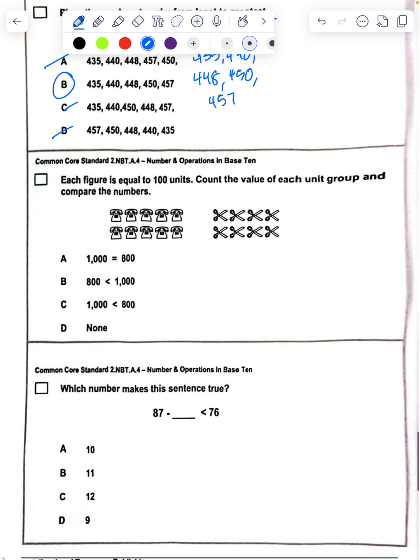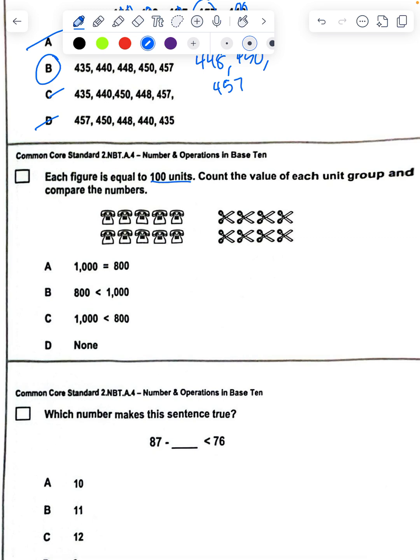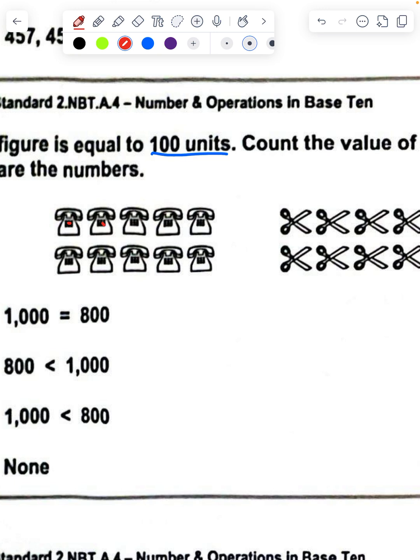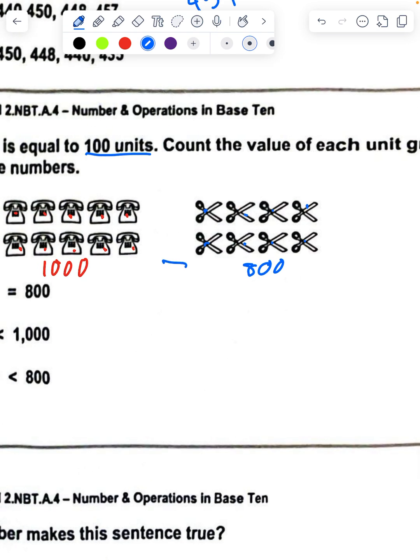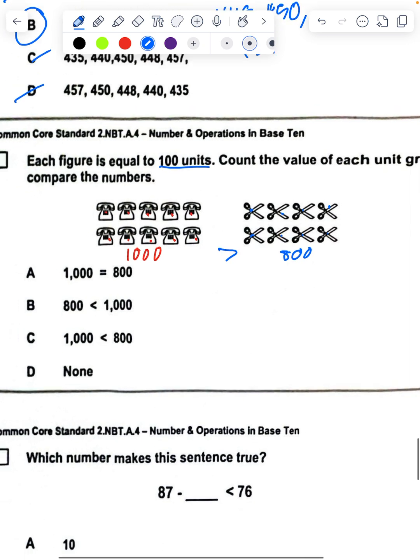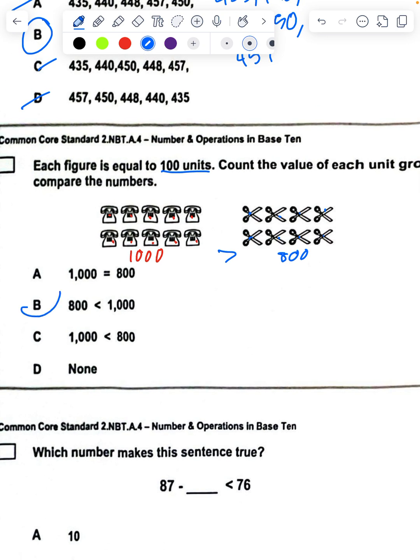Okay, next. Each figure is equal to 100 units. Count the value of each unit group and compare the numbers. So telephones, we have 1, 2, 3, 4, 5, 6, 7, 8, 9, 10. So 10 times 100 is 1,000. And then for scissors, we have 1, 2, 3, 4, 5, 6, 7, 8. So we'd have 800. So 1,000 is greater than 800. So the answer would be B.